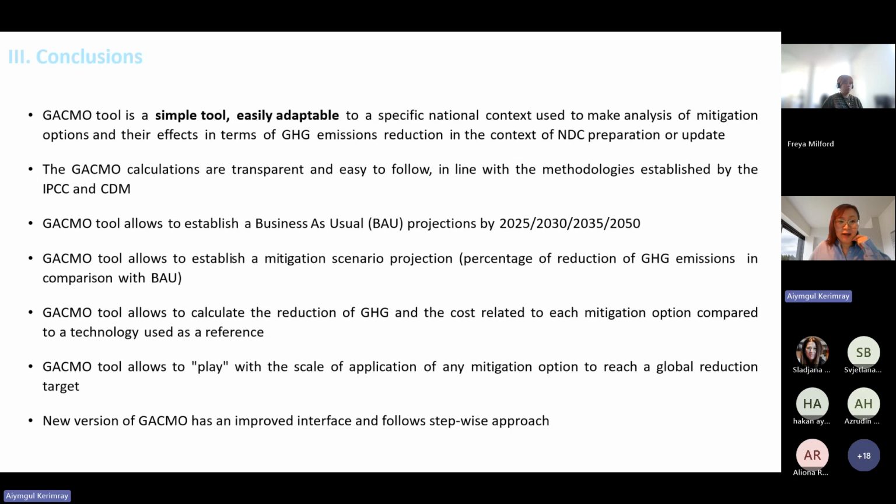So just to conclude, GASMO is a very simple tool, easily adaptable to a specific national context. Calculations are very transparent and easy to follow. It allows the user to play with the scale of application of any mitigation option and to see what the mitigation impact is.